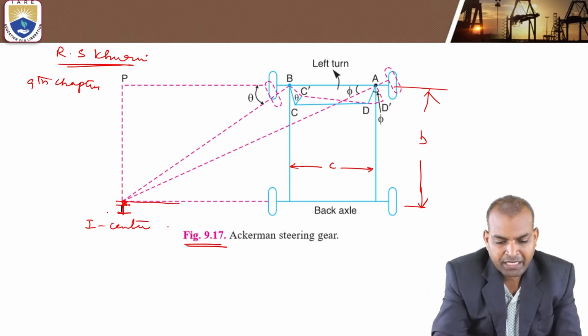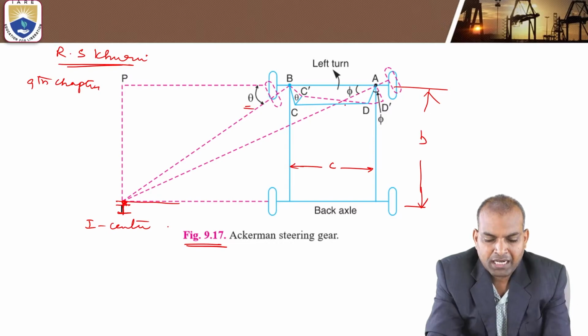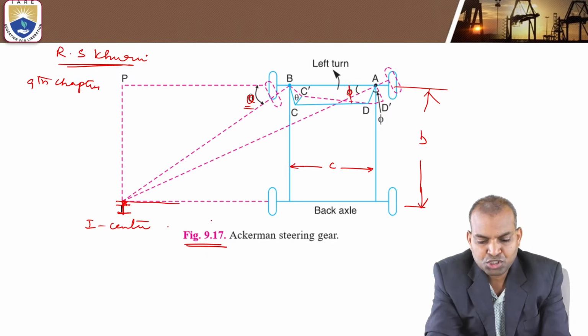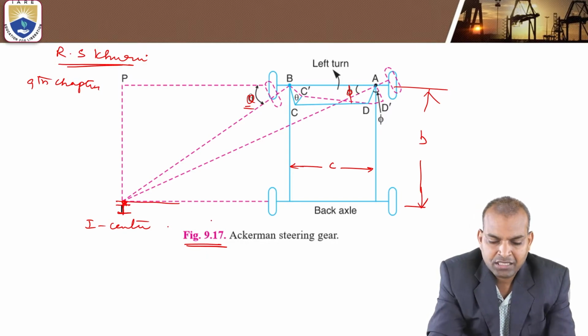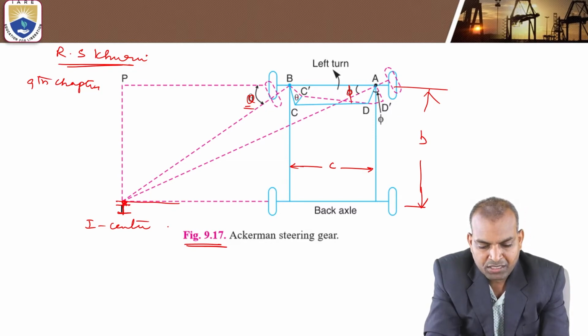The I center is made in the front left turn. In the front wheels, the left wheel makes angle theta and the right wheel makes angle phi. When it is in a straight position, these are the angles. When it takes a left turn, theta becomes like this. The C position becomes C dash, and the D position becomes D dash. The angle made during the turn for the left wheel is theta and for the right wheel is phi.